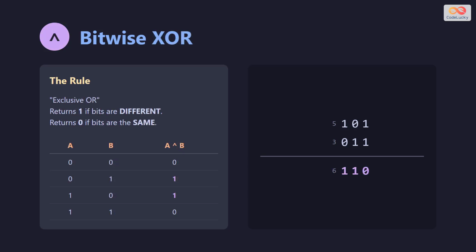This is the exclusive OR or XOR represented by the caret symbol. It checks for difference. The result is 1 if the bits are different. If the bits are the same, either both 0 or both 1, the result is 0. It's like asking, do these match? If no, return 1. If yes, return 0.